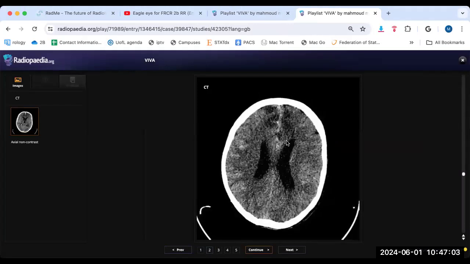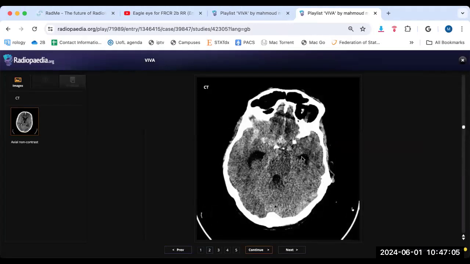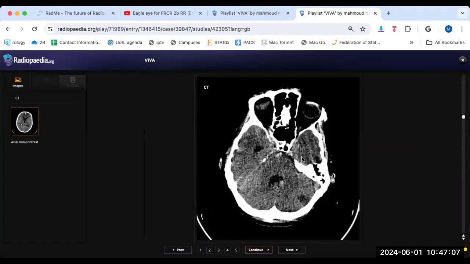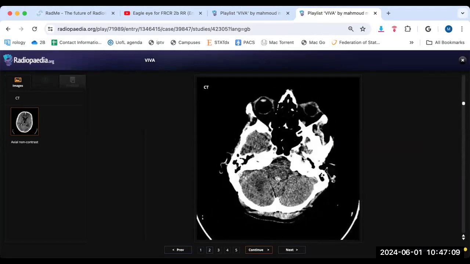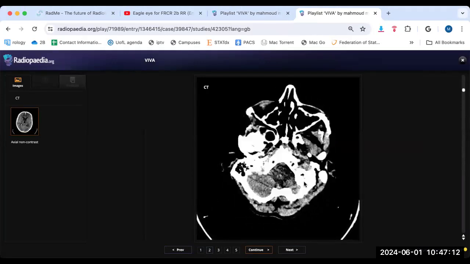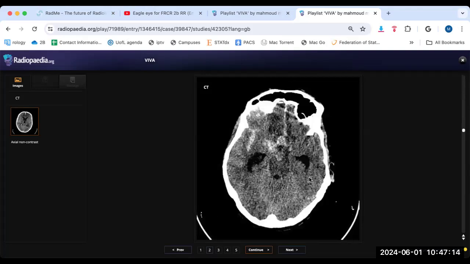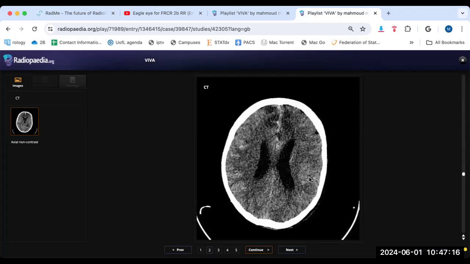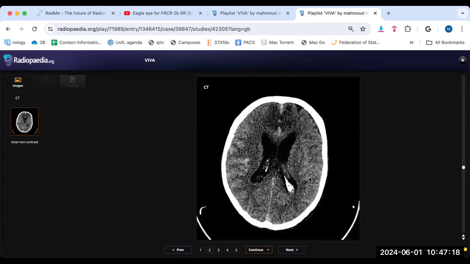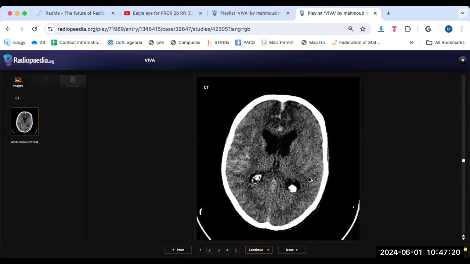Yeah, you can go up and down or by the mouse. I started the timer. Okay. So I'm presented with the CT brain axial cuts. I'm scrolling through the cuts from above to below. I can see this is a non-contrast study.